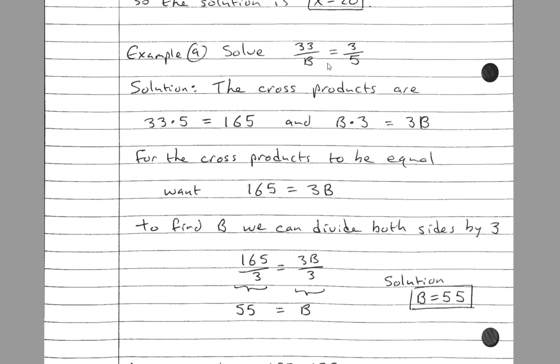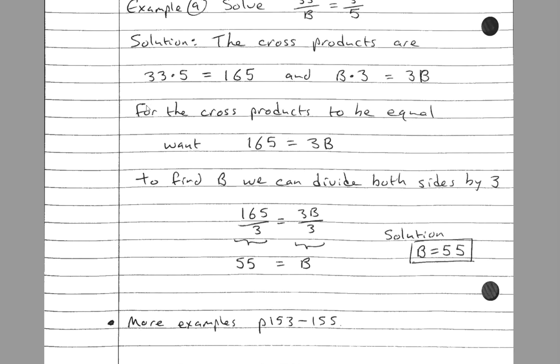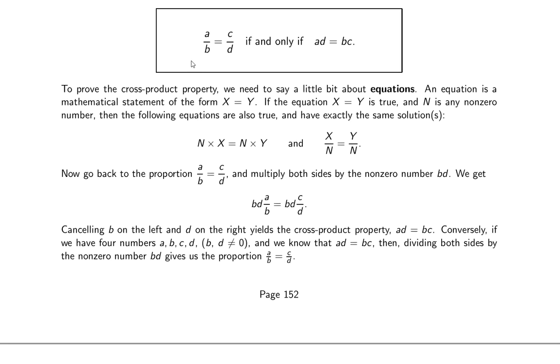Maybe you could have seen that in other ways. So if b is 55, then this definitely works. 33 over 55, if you cancel 11s, you get 3 over 5. So final step, you could substitute the number and check it works. Okay, a few more examples.